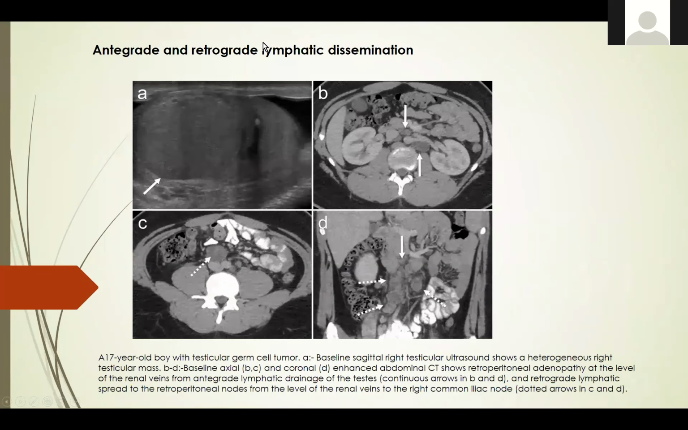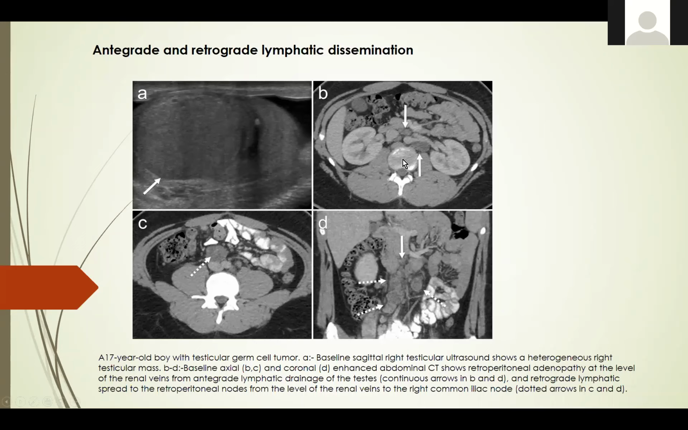Another concept I want to talk about is the retrograde. We all know about antegrade lymphatic dissemination. This is a testicular tumor, with ultrasound showing a mass in the right testis. This is a very well-known site of drainage.